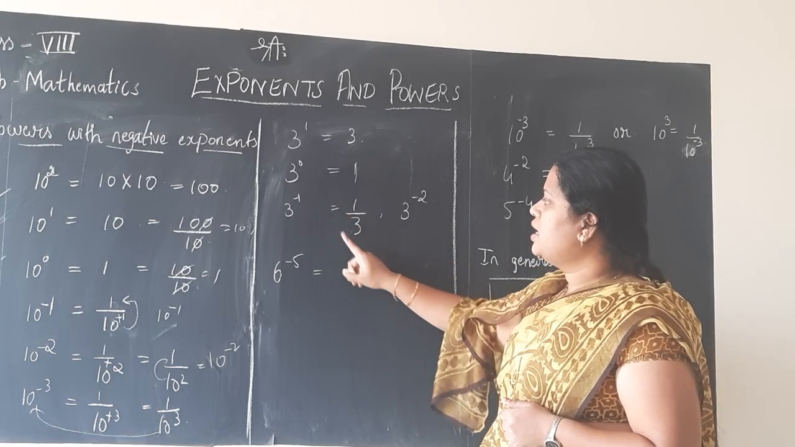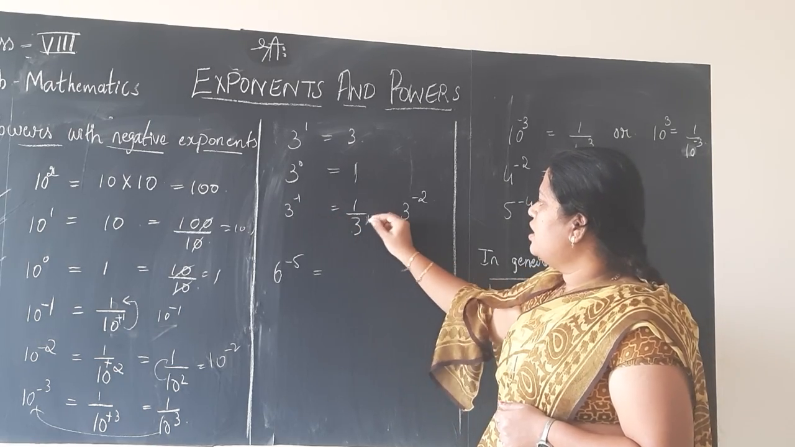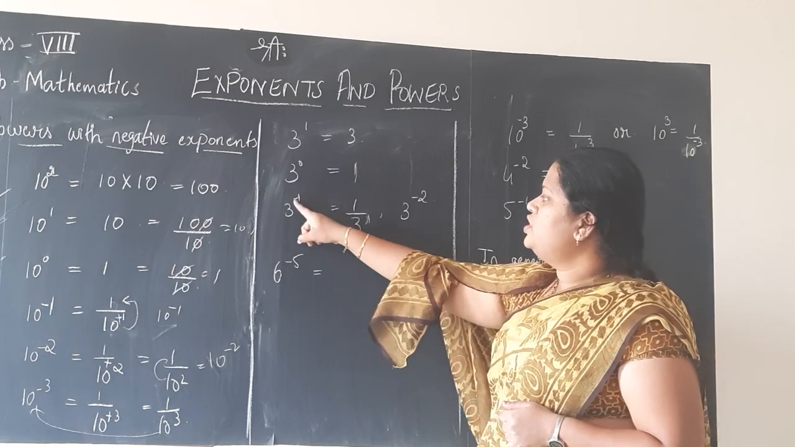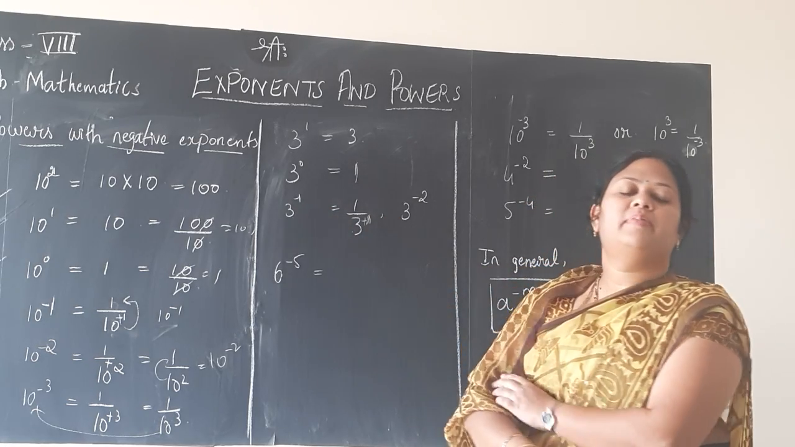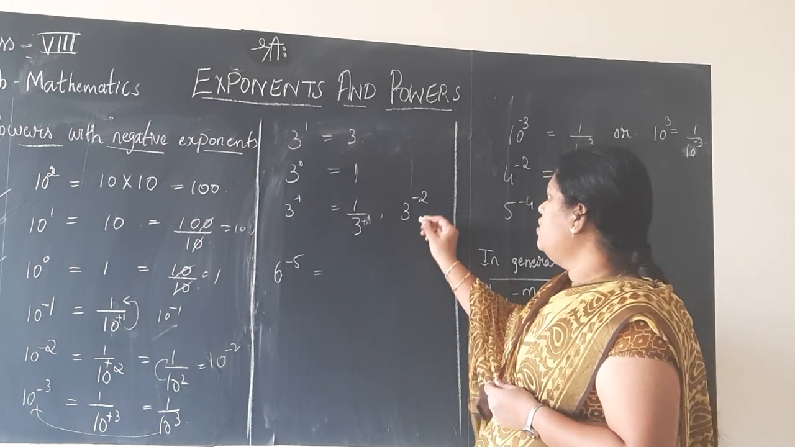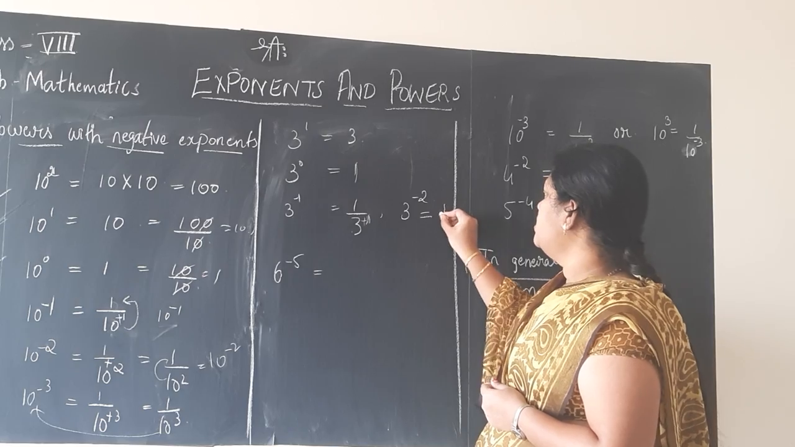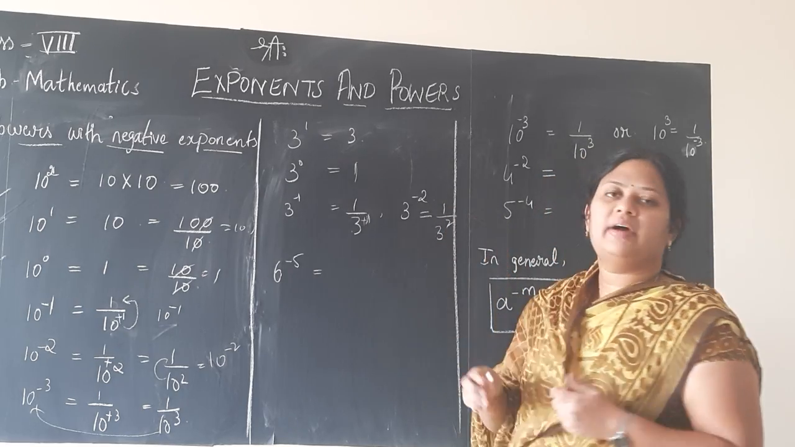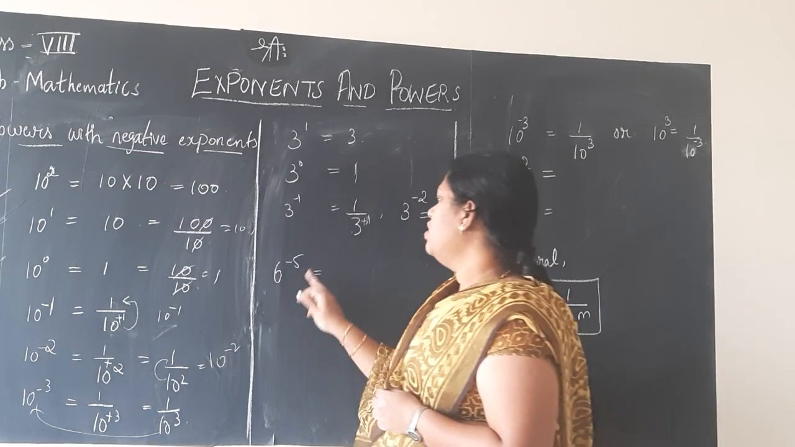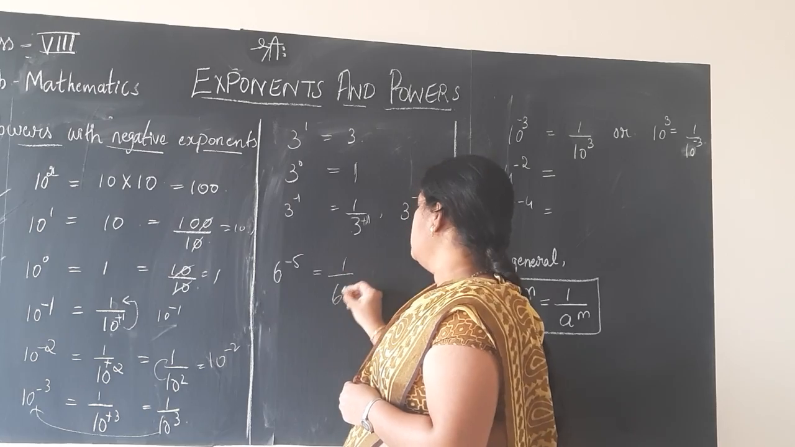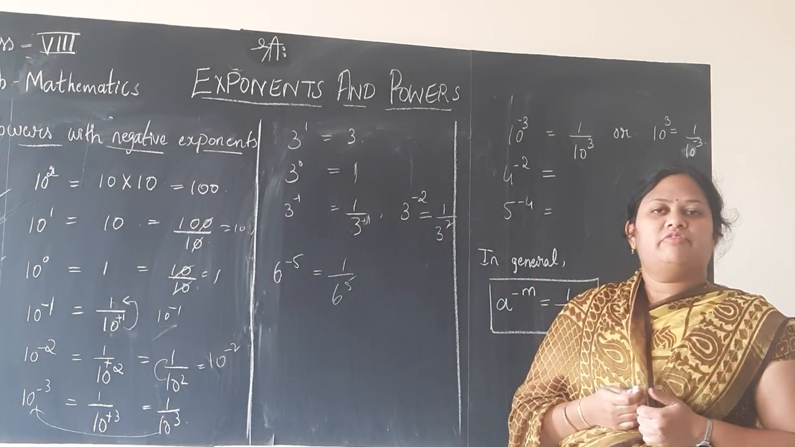3 base has to be written, exponent 1 has to be written, but change the sign: minus becomes plus. What will be 3 to the power minus 2 now? It is simply 1 by 3 square. That's all. What is 6 to the power minus 5? 6 to the power plus 5.